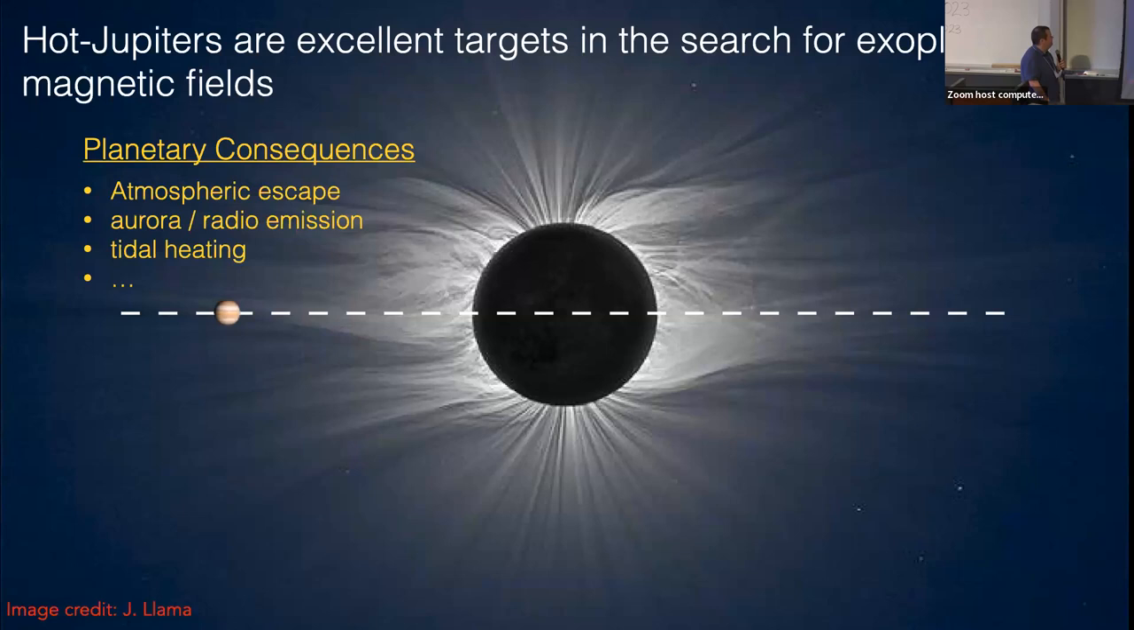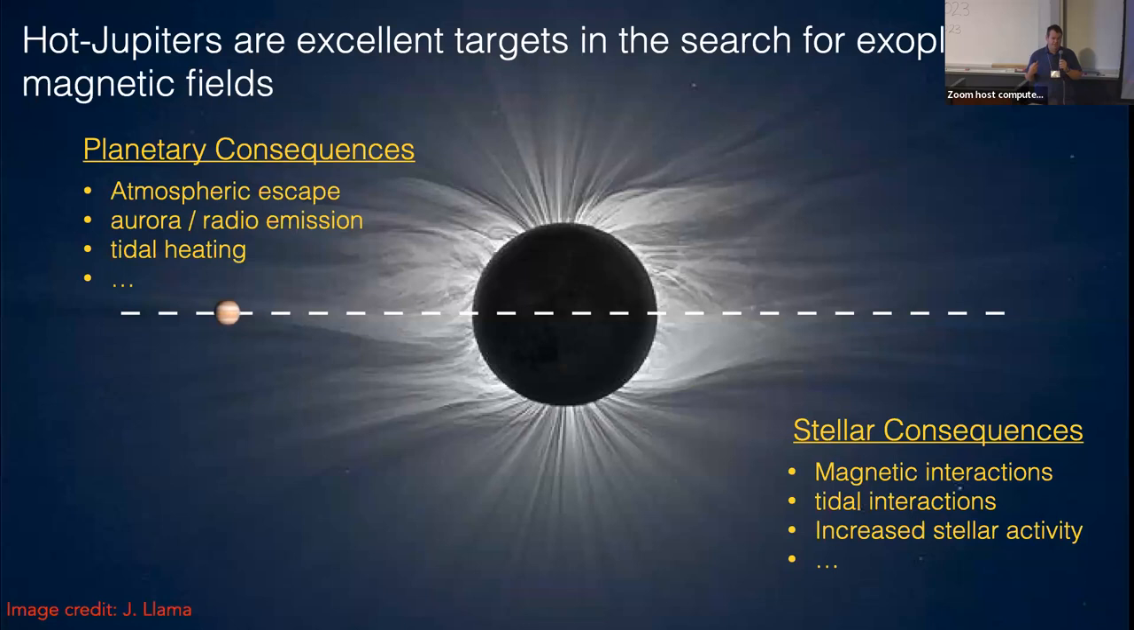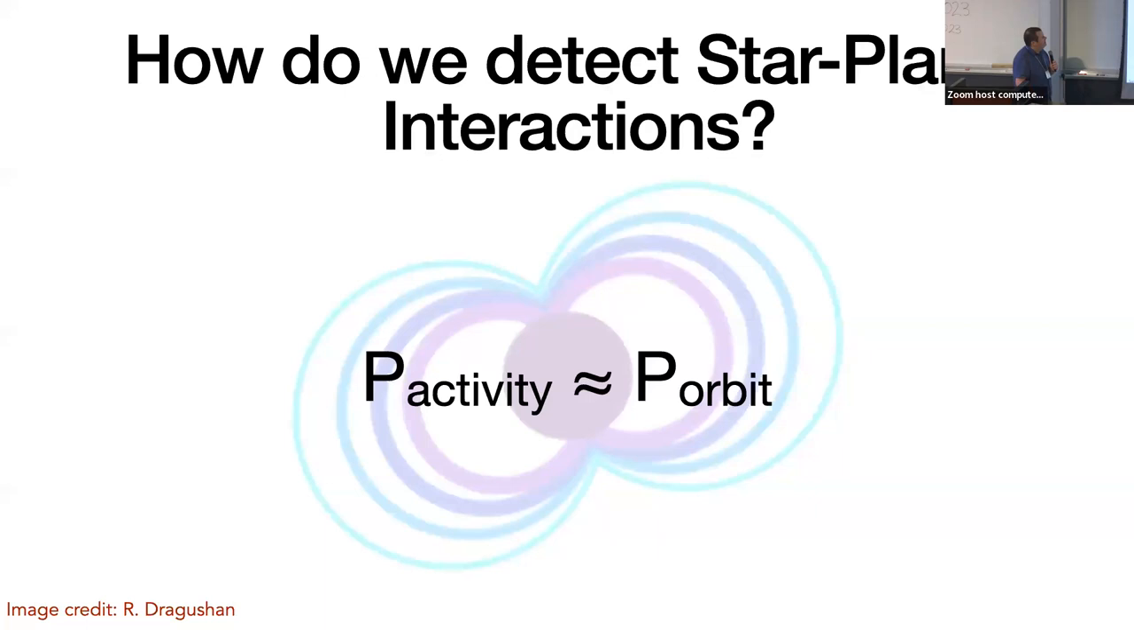But the star will also experience a consequence of having such a large planet so close. There'll likely be magnetic interactions and tidal interactions, and these all manifest themselves as enhanced stellar activity. That's one of the ways that we go about detecting star-planet interactions. This is probably a field that not many of you think about on a daily basis.